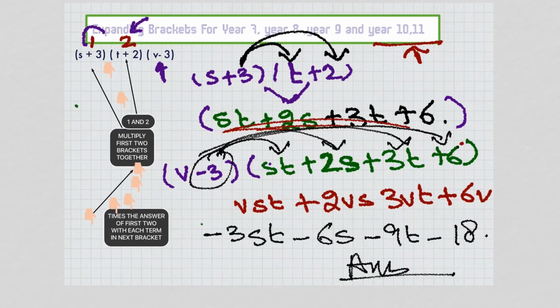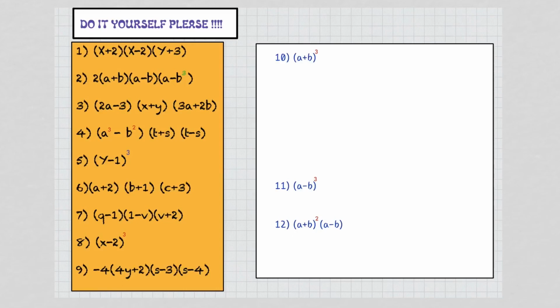In short, we multiply the first two first, which I did in this one. This is mainly for year 9, 10 and 11 students. You multiply the first two first, whatever answer you get, then you multiply the third one with all of them, please. Now I've got plenty of questions here for you guys to do yourself, please.